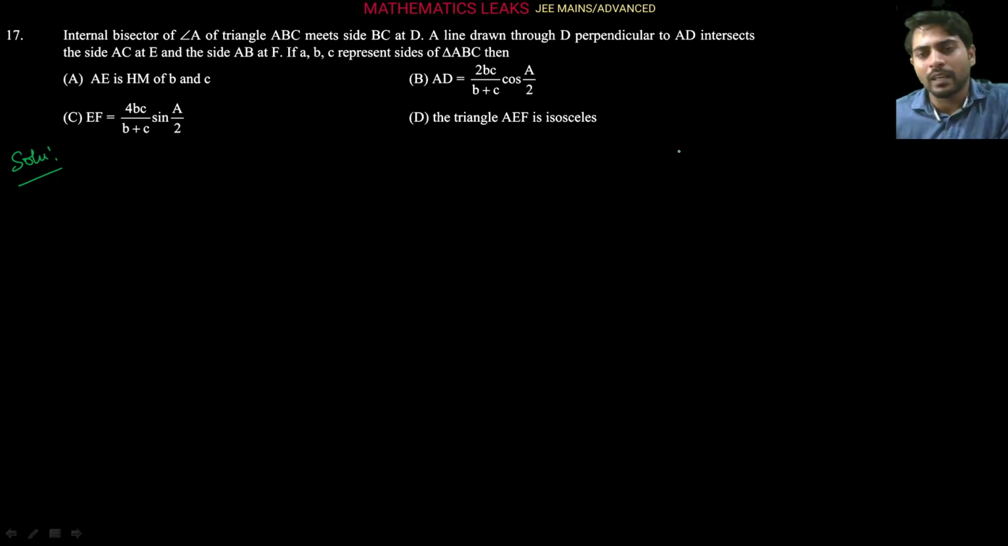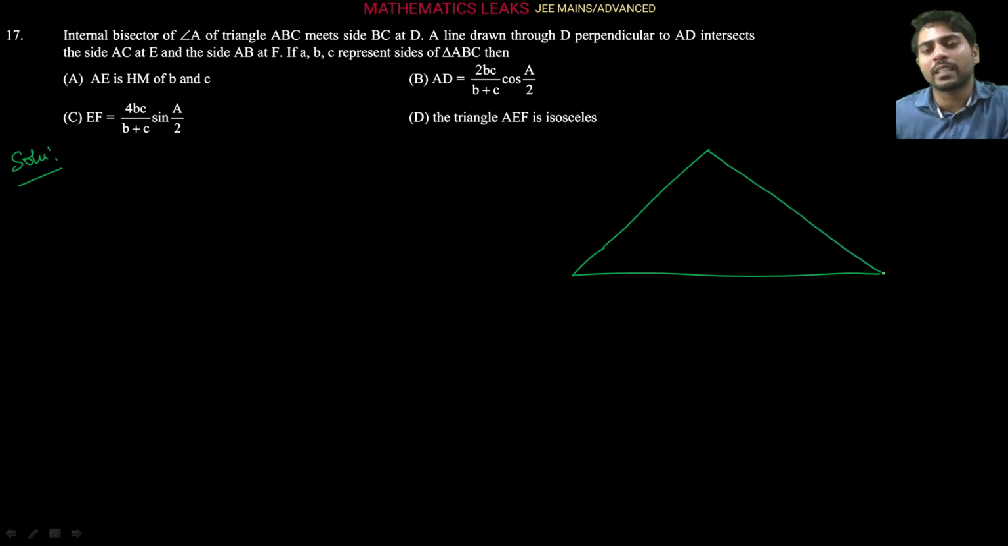So let's solve it. Let's make a triangle here. So this is our triangle. Now let's suppose this is vertex A, this is vertex B, and this is vertex C. And the internal angle bisector of angle A meets the BC side at point D. So this is point D, and this will be A by 2 each, as you can understand, it is an angular bisector.